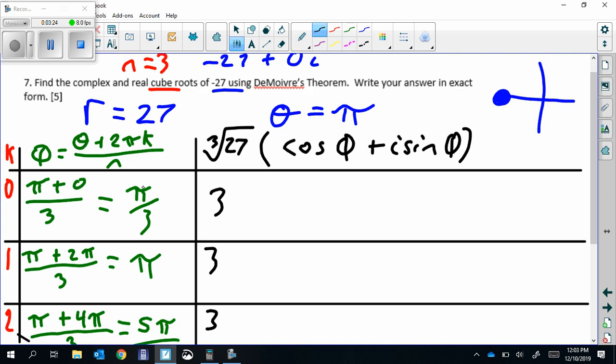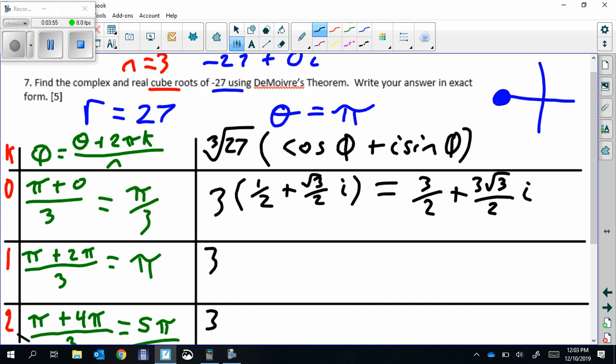And then pi over 3, that's in quadrant 1. So cosine is positive and sine is positive. And pi over 3, that would be 1 over 2 and root 3 over 2, and they're both positive. So 3 halves plus 3 square root of 3 over 2i. There's our first one.